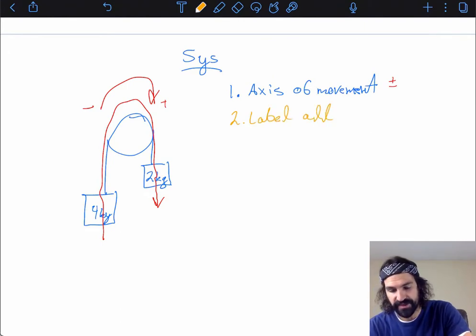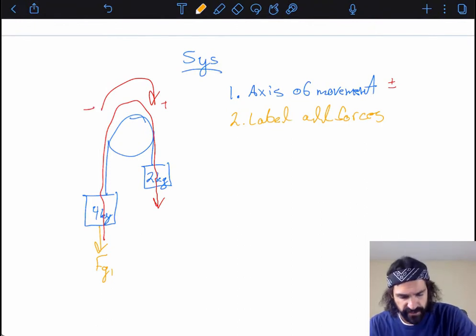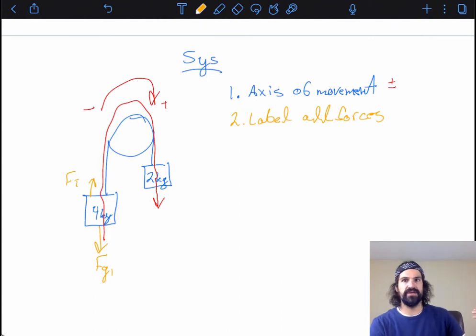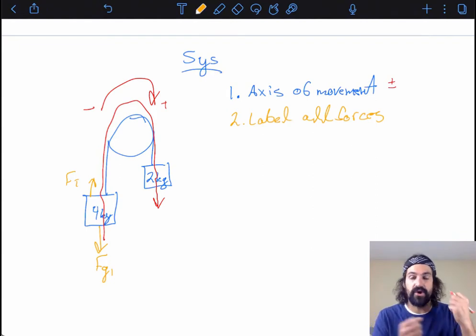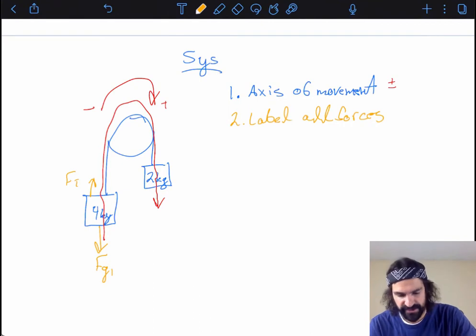on all objects. So for the left object, we have FG1, the weight of object 1 downward, and tension upward. But wait, we didn't include tension in the previous problem. I'm going to show you why. That's the beautiful thing about systems, is internal forces are always going to cancel each other out. But we're going to continue labeling all forces.